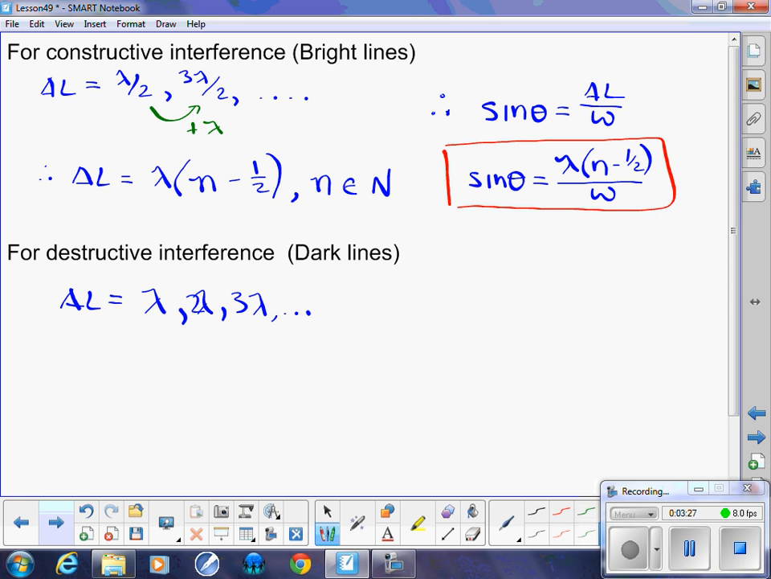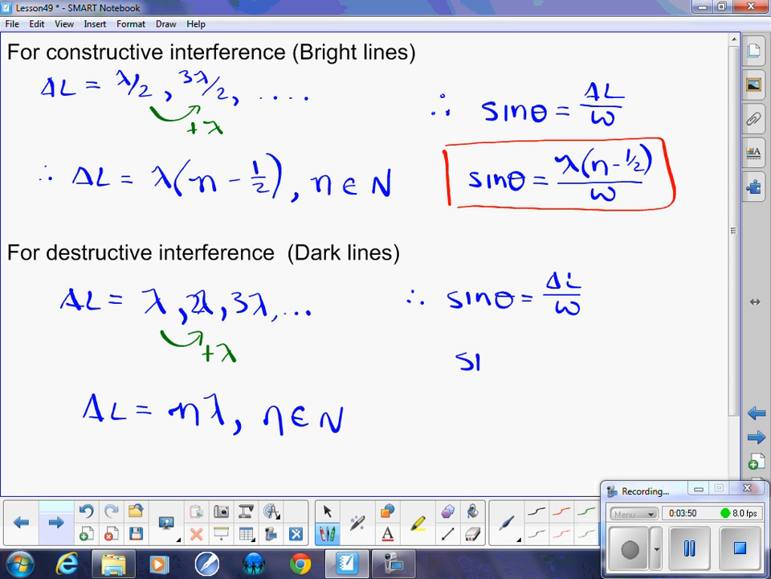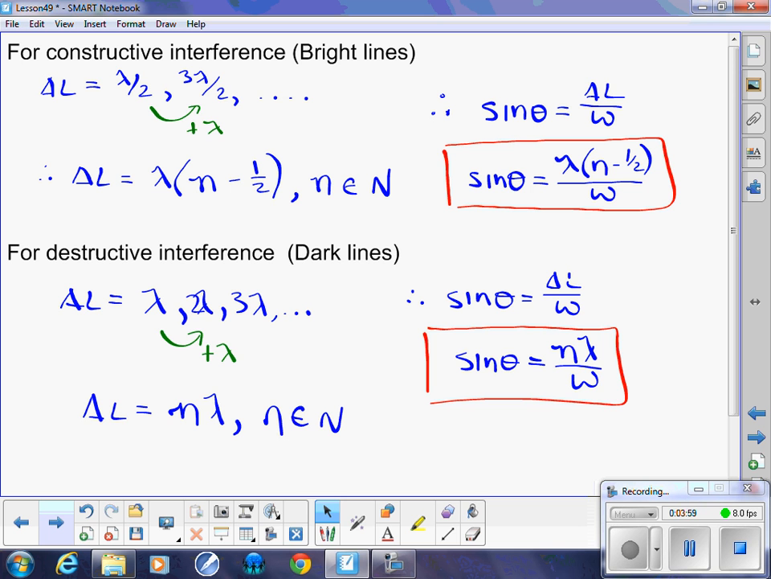Similarly, for destructive interference, the first one occurred at lambda, then 2 lambda, 3 lambda, and so on and so forth. Again, the pattern is adding lambda. So that reduces it down to delta L is equal to n lambda, where n is an element of the counting numbers, the natural numbers. So when we take that original trig relationship, to get destructive interference, sine theta would be simply n lambda over W. And there's our second relationship or equation that we're going to carry forward into some of the examples.